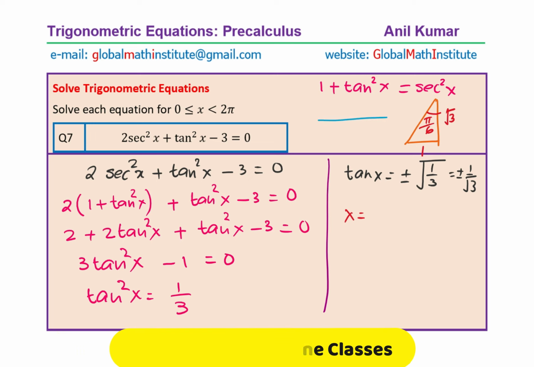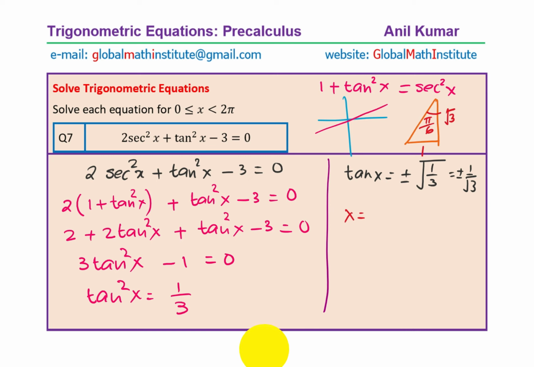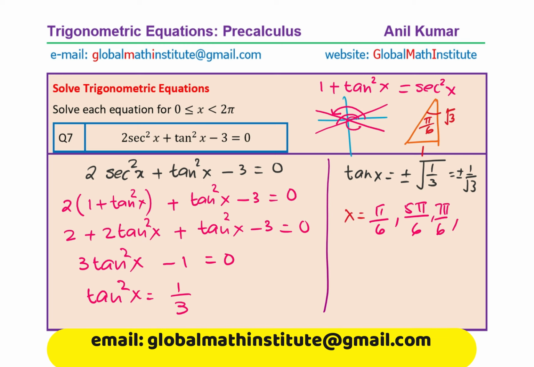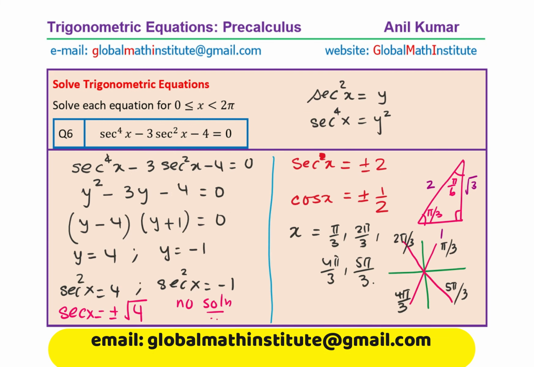Let's be very clear. So we have the solution as this, correct? So x equals to pi by 6. Then we have 5 pi by 6. And then we have 7 pi by 6. And then we have 11 pi by 6. So these are the 4 solutions for the given equation. Perfect. So with that, we have solved both these equations, quadratic in nature.